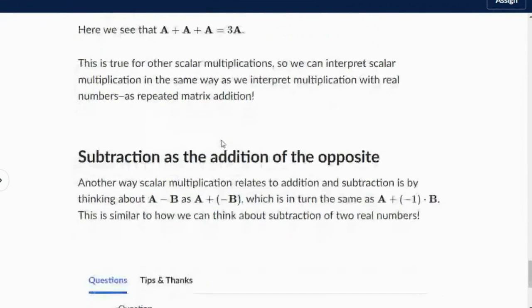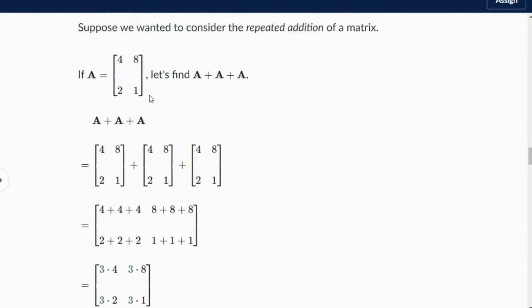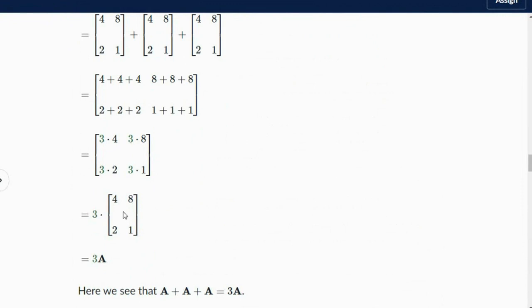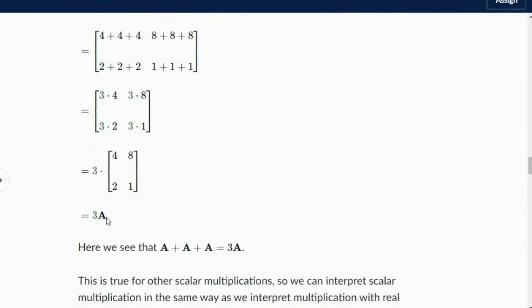Now, they didn't actually give us the final answer. They just converted it from that to that. But we know it's 12, 24, 6, and 3. But A plus A plus A equals the same as 3A. That makes sense. 4 plus 4 plus 4 would be the same as 3 times 4.